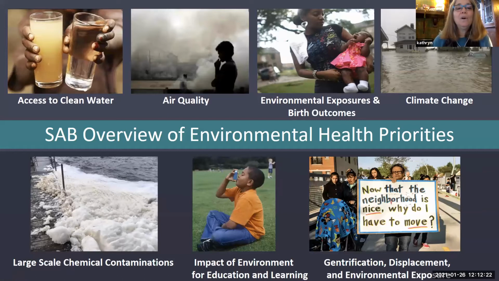Number 1 would be clean water, number 2, air quality, number 3, birth outcomes, number 4, climate change, large-scale chemical contamination, number 5, environment and learning would be number 6, and gentrification and displacement would be number 7. If you don't see options offered to you on the screen, then type the option you want into the chat, and you'll be able to join where you'll be facilitated with a group and have a chance to get to know other folks who care about this issue. Then we'll come back in a few minutes and share our thoughts and insights very briefly before we move on with the rest of the seminar.